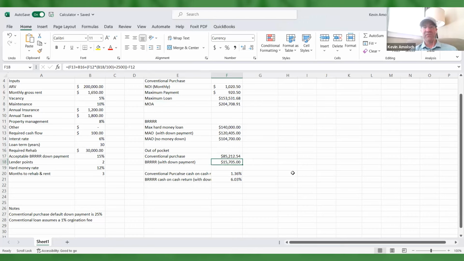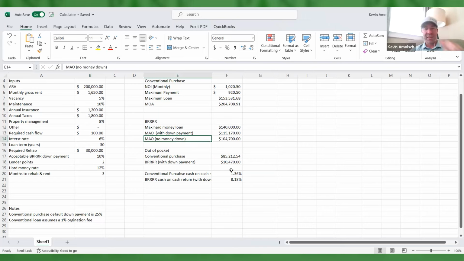And then the 15,000 if you're going to do the BRRRR strategy with the 10% down payment, or I'm sorry, 15% in this example. If you're going to do 10%, you can see that go down. Now, obviously, it only matters with the down payment option, because if you do a no money down BRRRR, you're going to have no money down.